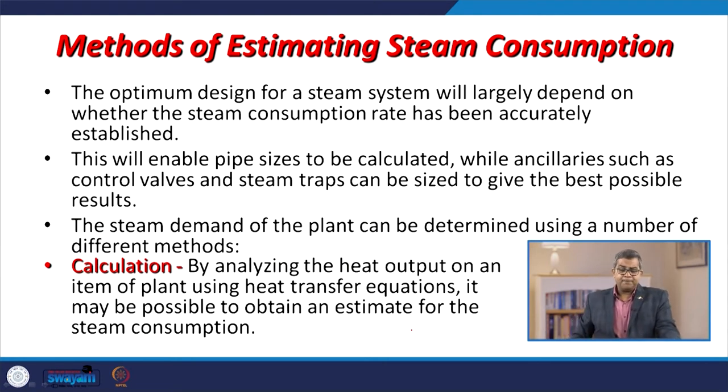Another important point in the steam generation unit is the method of estimating the steam consumption. The optimum design for a steam system will largely depend on whether the steam consumption rate has been accurately established. This will enable pipe size to be calculated, while ancillaries like control valves or steam traps can be sized to give the best possible results. The steam demand of the plant can be determined using a number of different methods. One way is by calculation. By analyzing the heat output on an item of plant using the heat transfer equation, it may be possible to obtain an estimate for the steam consumption.